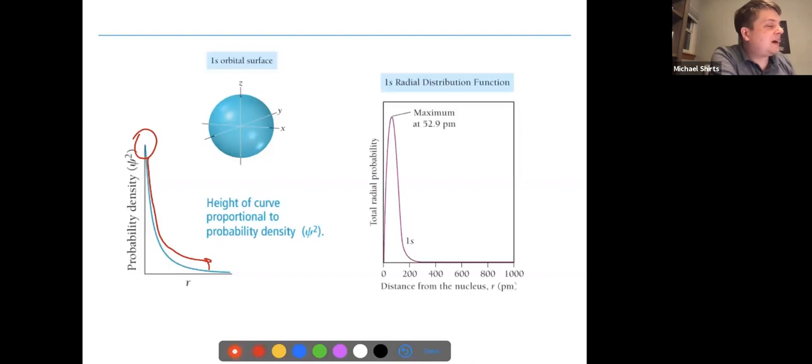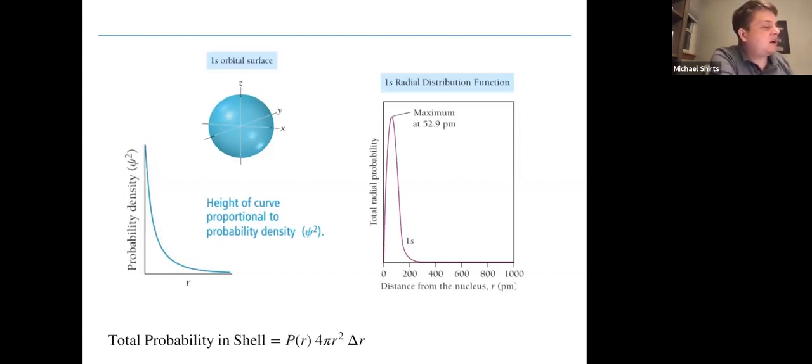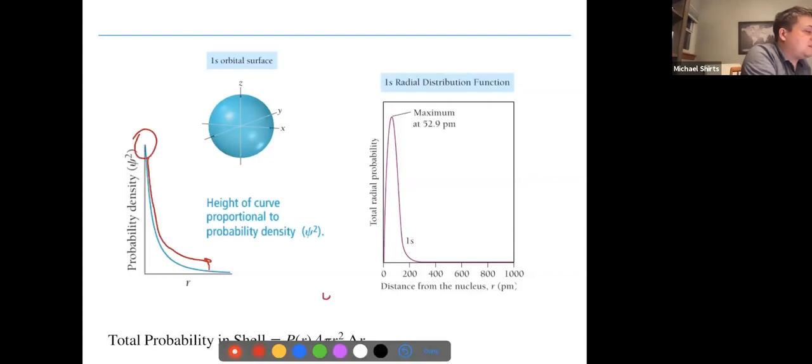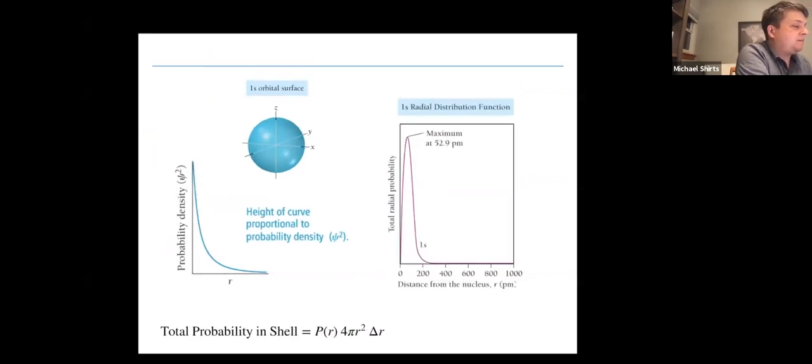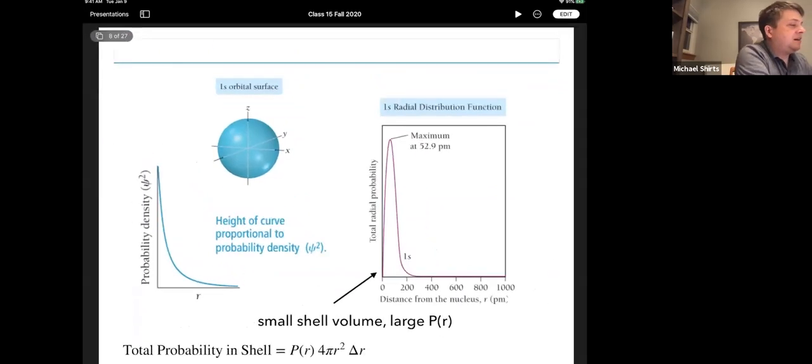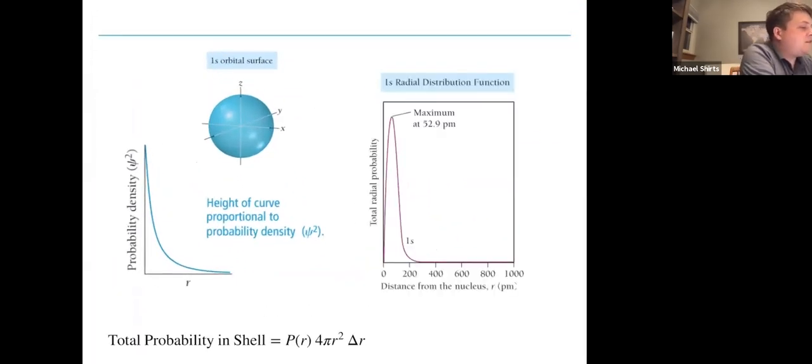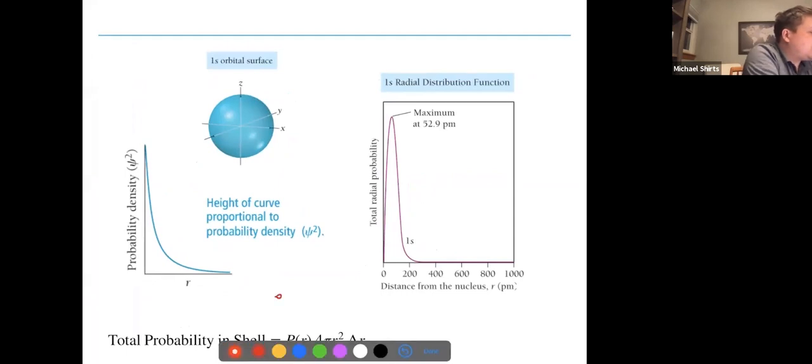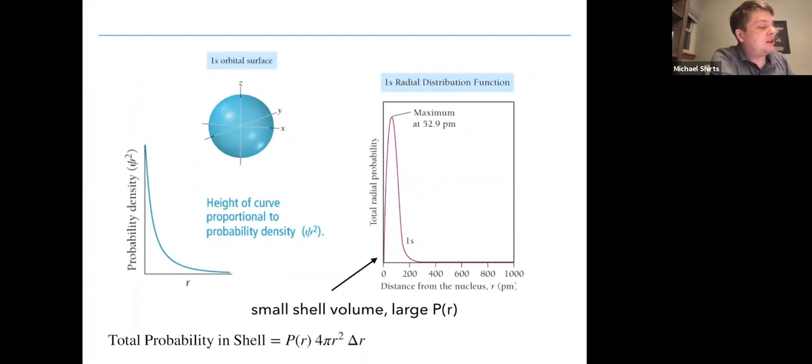If you look at the total probability in the shell at a given radius, it's going to be the probability density at that point times the volume of that thin shell of matter, which is equal to 4 pi r squared times the thickness of that shell. You can think about it in 2D. Let's go back to looking at this. If you look in 2D, you have one shell, another shell, another shell, and as you get to larger and larger shells, they have more and more volume. That's exactly the same idea looking in 2D.